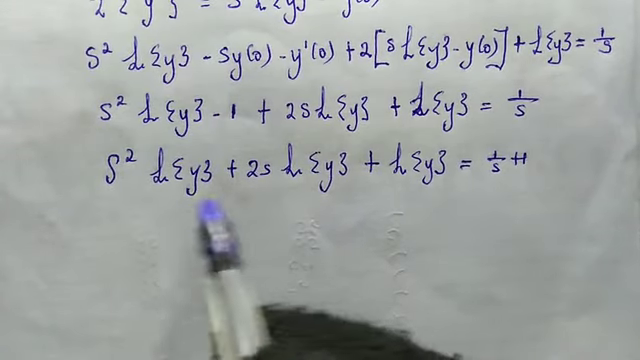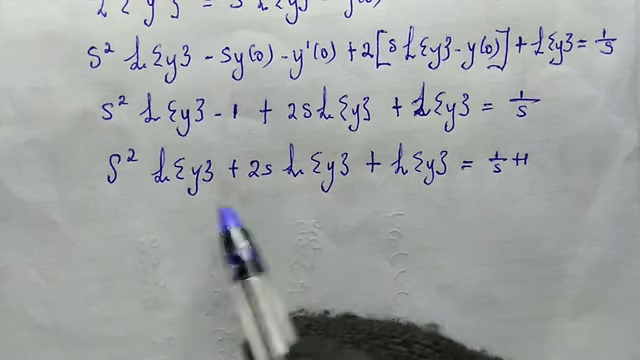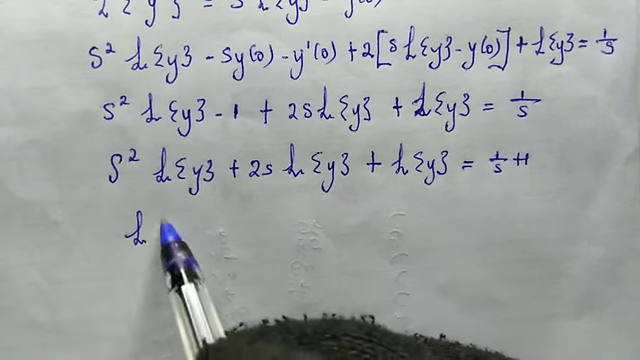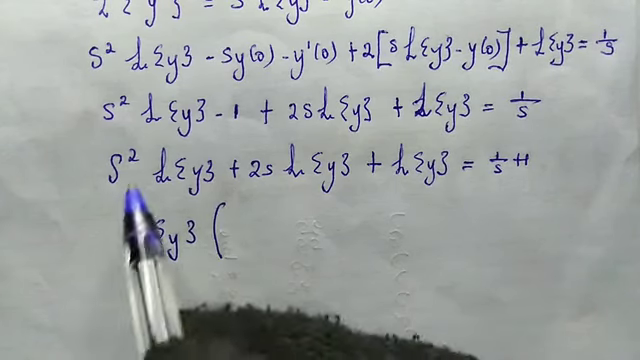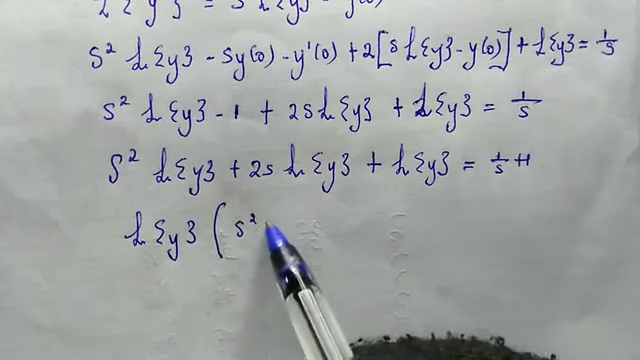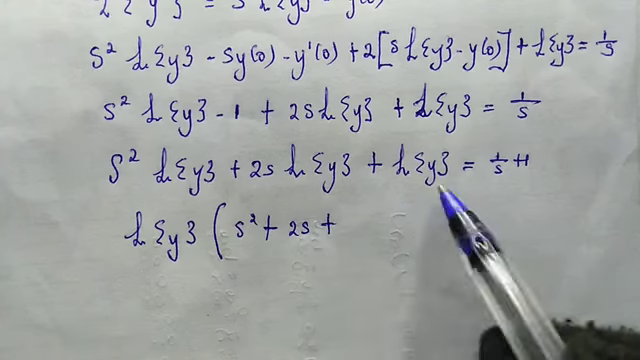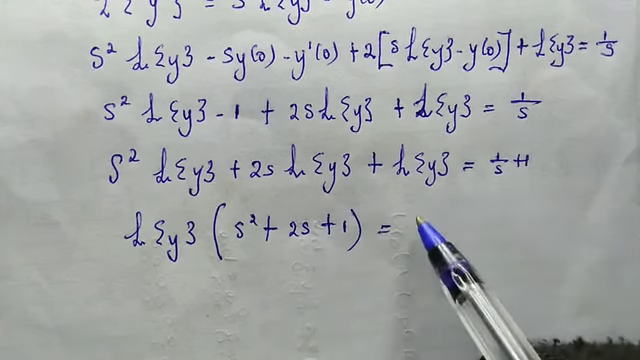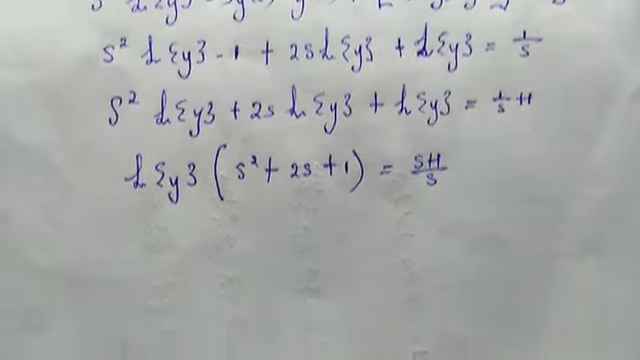Now, from the left hand side, we have a common factor, which is the Laplace transform of y. So we factor it out as follows. Here we have the Laplace transform of y, then in brackets, s squared plus 2s plus 1, and this is equal to, the whole of this simplifies to s plus 1 over s, right?